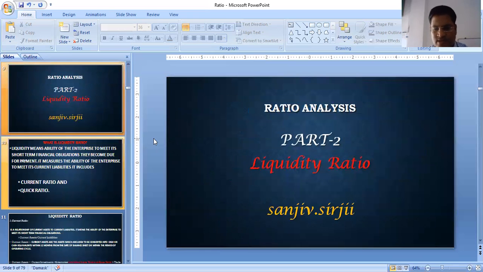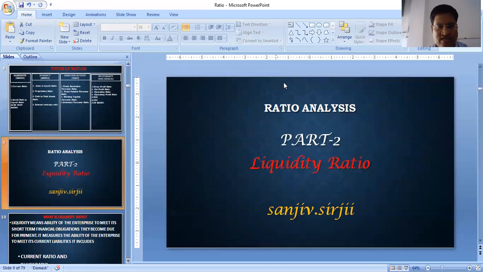Liquidity ratios we will be doing in the next class. So we have done the different types of ratios and their theory part. We will be doing the liquidity ratios in the next video. You will just go through the learning part. You will learn these ratios, and in the next class we will do the next part.